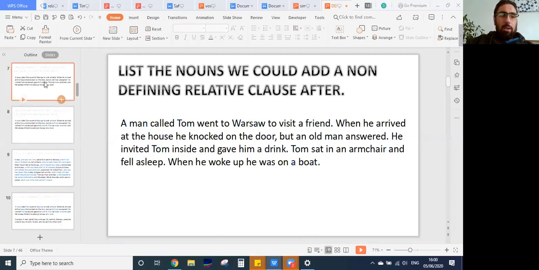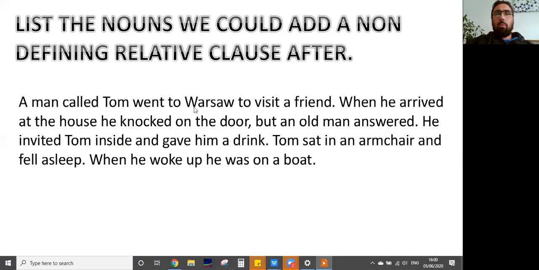Okay. Sorry. A man called Tom went to Warsaw to visit a friend. When he arrived at the house, he knocked on the door, but an old man answered. He invited Tom inside and gave him a drink. Tom sat in an armchair and fell asleep. When he woke up, he was on a boat. So this is a short story.